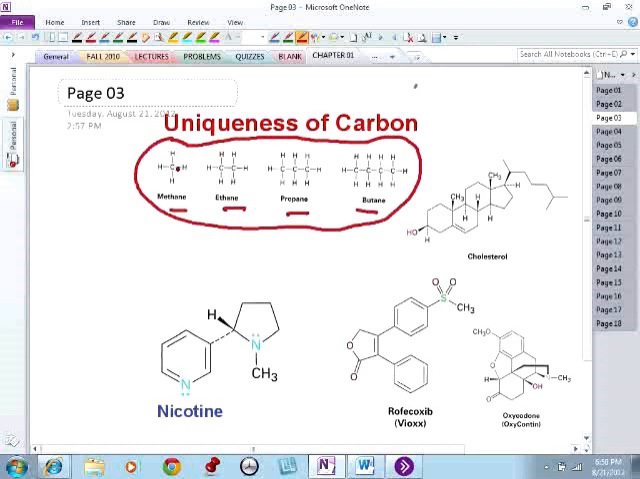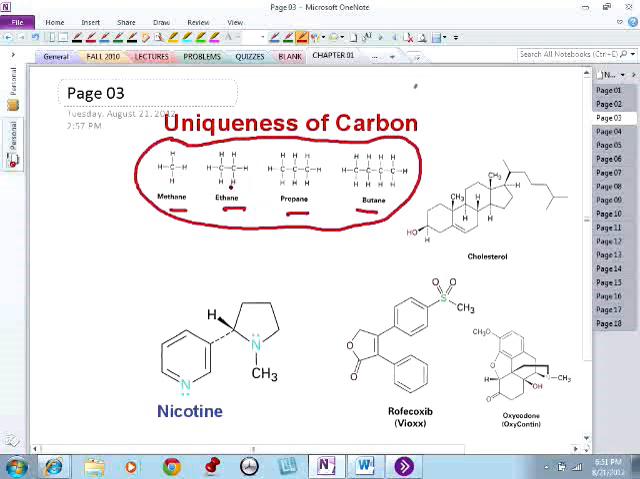As you can see here, in the methane molecule, you only have one carbon atom in there, bonded to what? What is that carbon bonded to? Hydrogen. Bonded to hydrogen. So, one unique feature of carbon is it is capable of bonding to other atoms to form stable molecules.